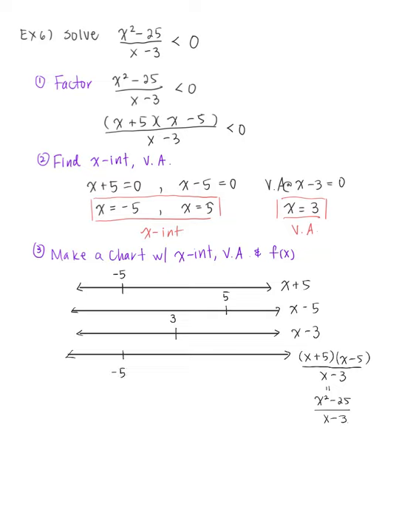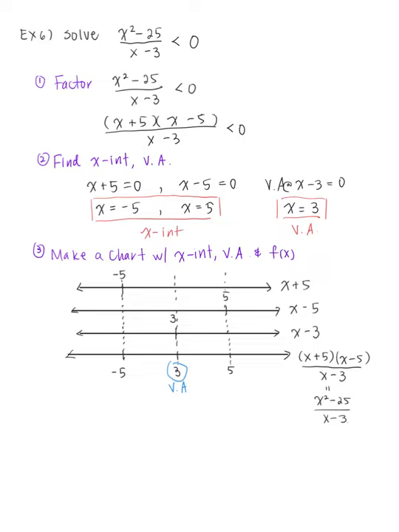Okay, now I'm going to jot down here my -5, 3, and 5. So let me just make a little dotted line here. Now keep in mind that this is the vertical asymptote. We have a vertical asymptote here. All right, and then let me make a little dotted line here. Okay, so now we're going to play with our signs.